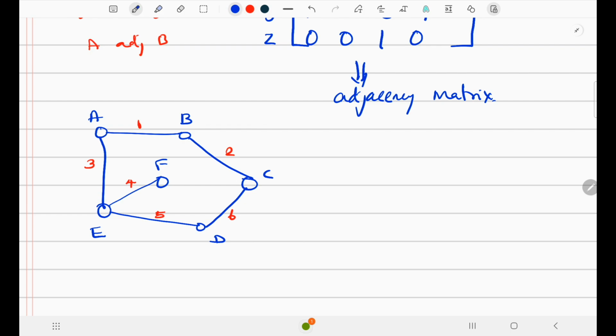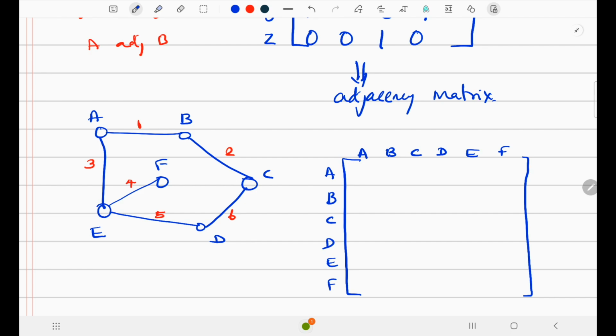Now we need to draw the adjacency matrix. So the adjacency matrix is the matrix drawn between vertex to vertex. How many vertices do we have? A, B, C, D, E, and F. Okay, and column-wise also A, B, C, D, E, and F.